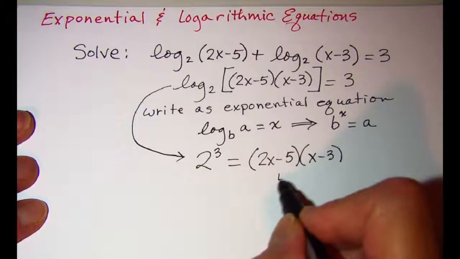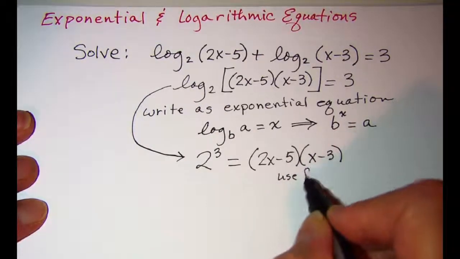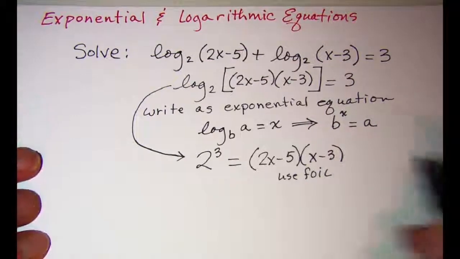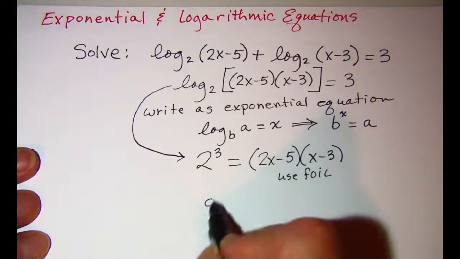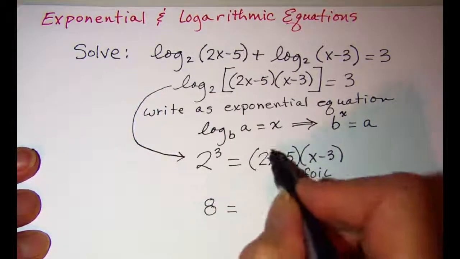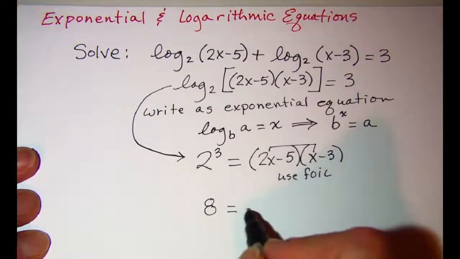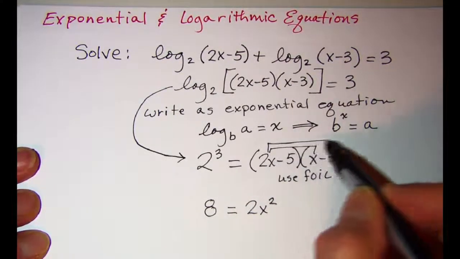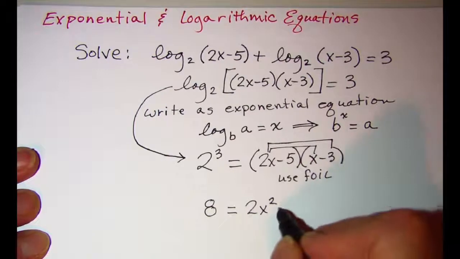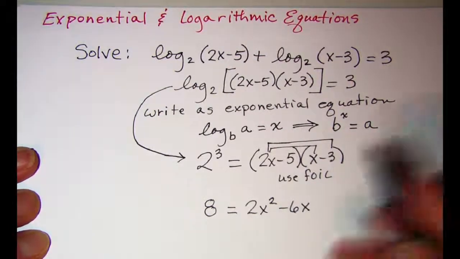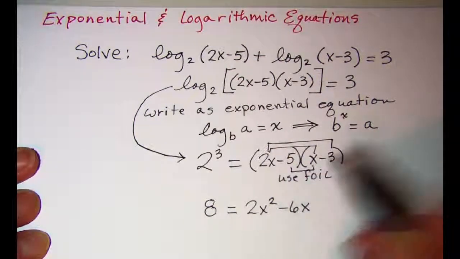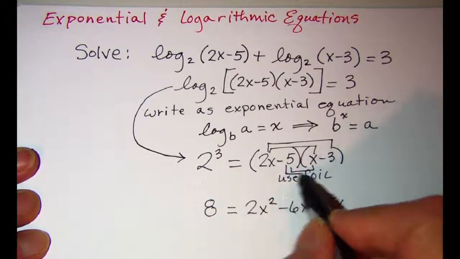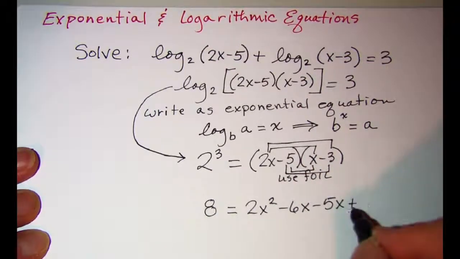We're going to use FOIL, multiply this out. So 2 cubed is 8. 2x times x is 2x squared. 2x times negative 3 is a negative 6x. Negative 5 times x is negative 5x. And negative 5 times negative 3 is a positive 15.